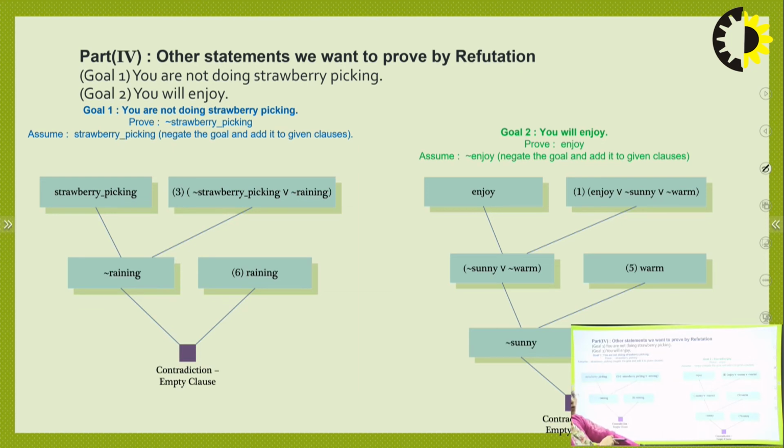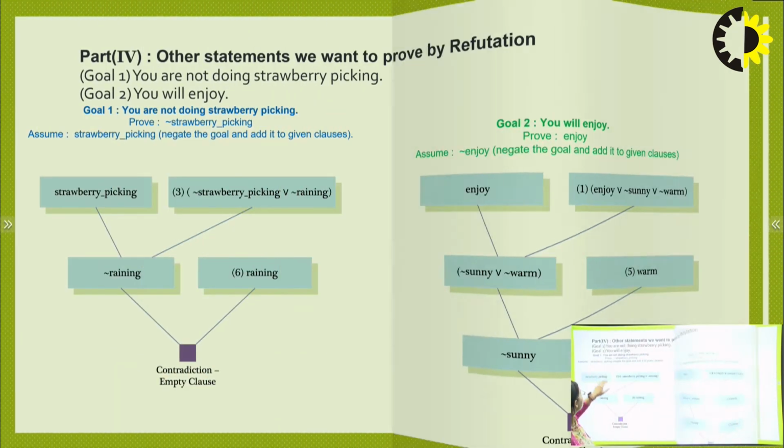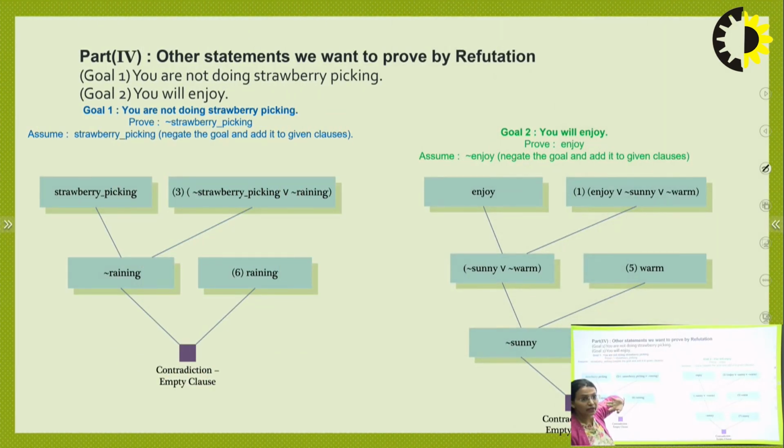So if goal 1 is that you are not doing strawberry picking, first of all I have to prove this English statement. Then for proving, I have to convert it into FOL. If this FOL again has some kind of connectors that need to be resolved for CNF or DNF, then it should be resolved first of all. If not, then simply I want to prove this thing.